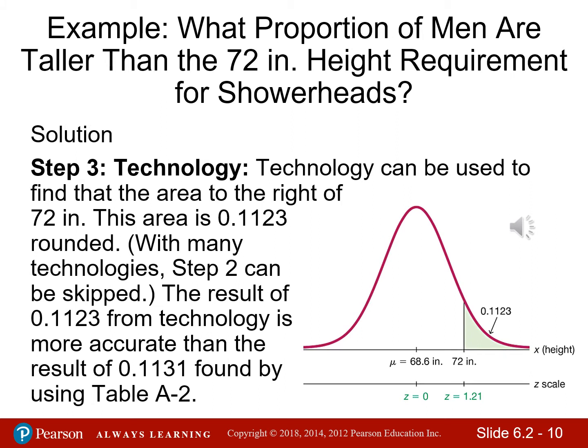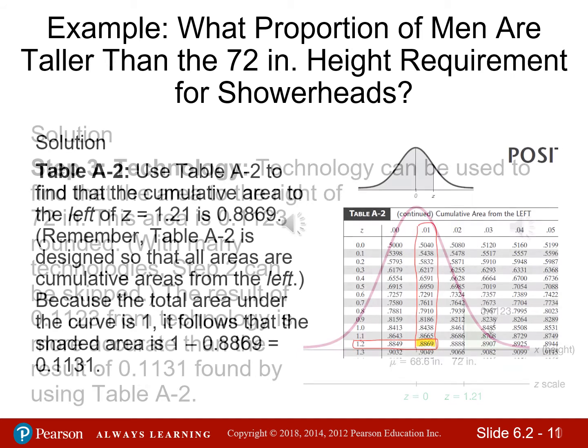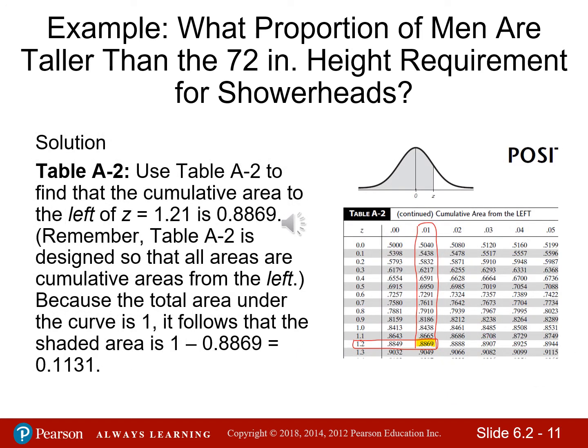For step 3, we can use technology or we can use Table A2. If we use technology to find the area to the right of 72 inches, we'll find that that area is equal to 0.1123. The result of 0.1123 from technology is more accurate than the results we will find using Table A2. But we may not always have access to that technology, and so we can use Table A2 for Step 3.